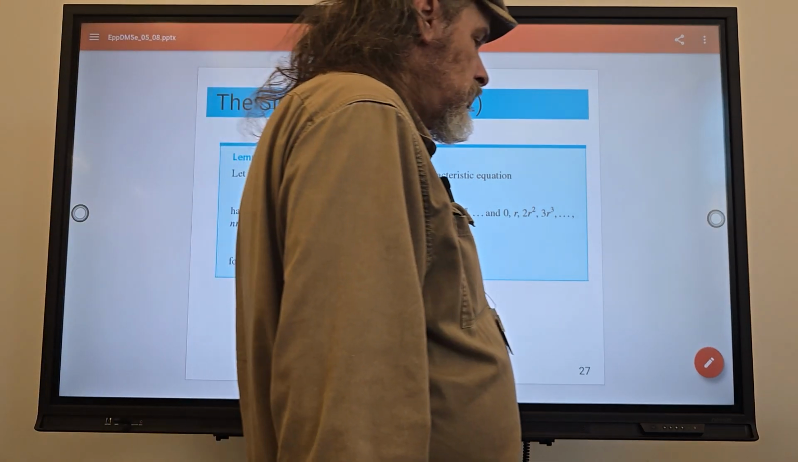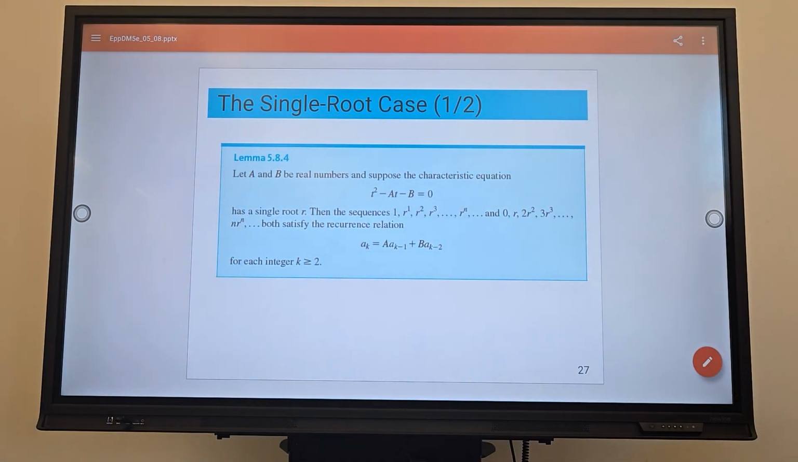Lemma 584. Let a and b be real numbers, and suppose the characteristic equation t squared minus at minus b equals 0 has but a single root r. Then the sequences 1, r to the first, r to the second, r to the third, etc., and 0, r, 2r to the second, 3r to the third, etc. both satisfy the recurrence relation given here for each integer k greater than or equal to 2.